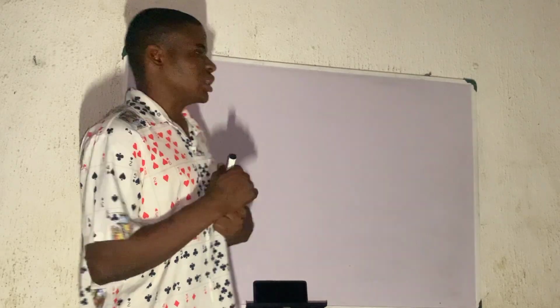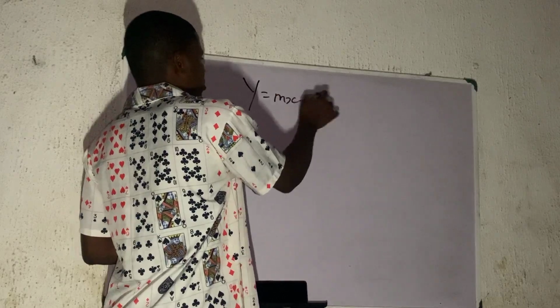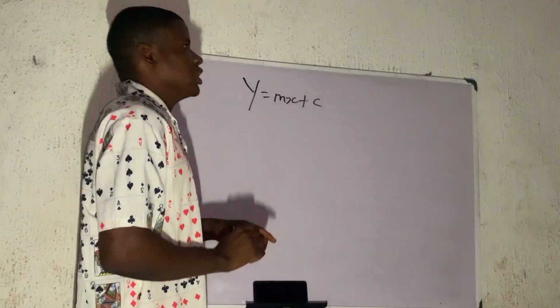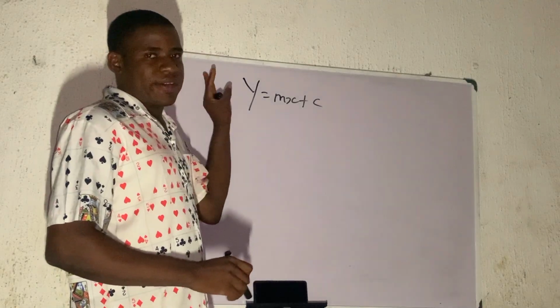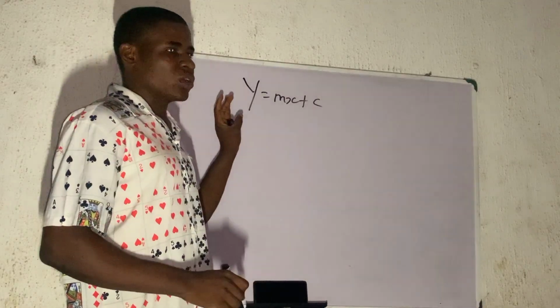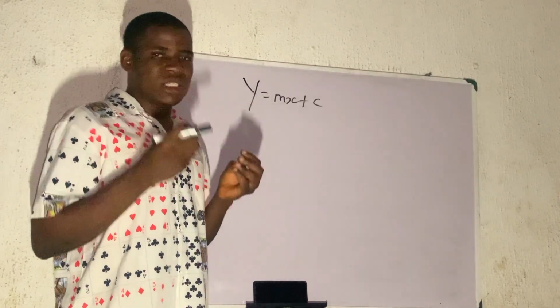Hello, today I would like to talk about the equation of a straight line. The equation of a straight line is of the form y = mx + c. I know why I'm saying this. This is very important for those plotting graphs. You really need to understand this concept for certain things to be easier.